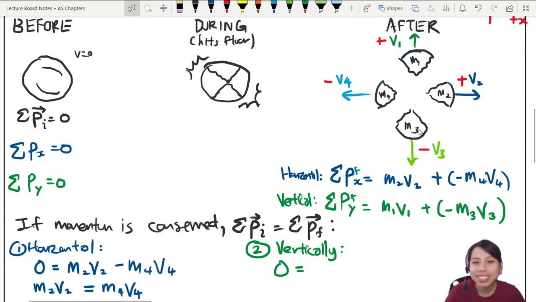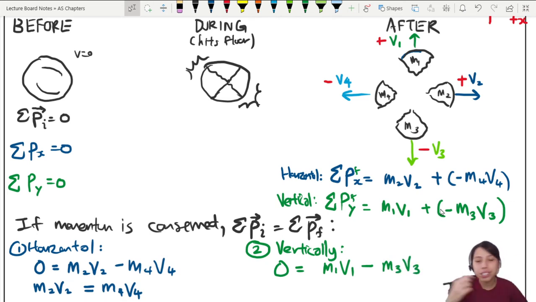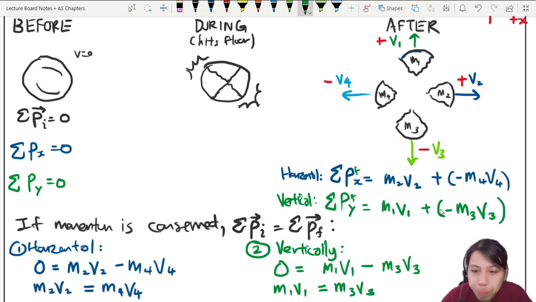So we're gonna write the plate going up is M1, right? So M1 V1 minus the one going down, because we're just copying this one here, M3 V3. You can rearrange the negative signs and you say, okay, in the end of the day, since it's an explosion, the total momentum upwards must equal the total momentum downwards. Remember, we are resolving momentums.